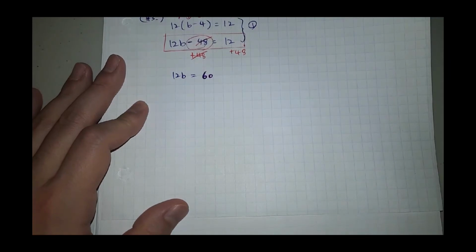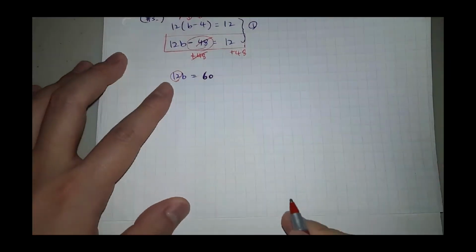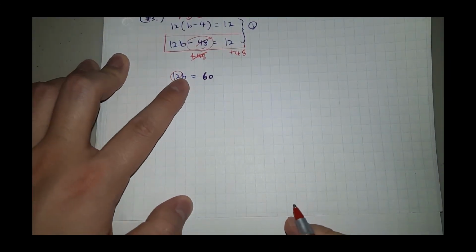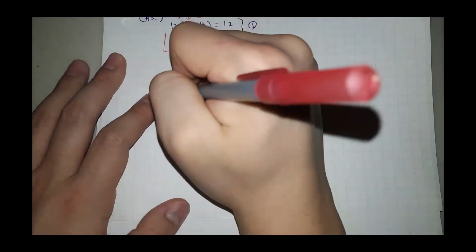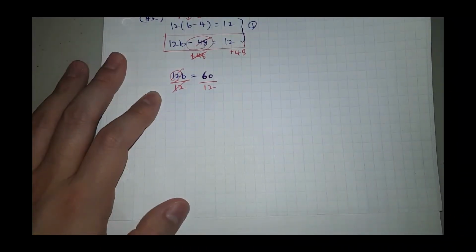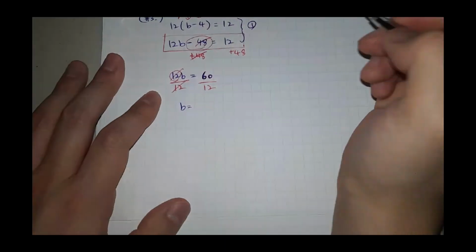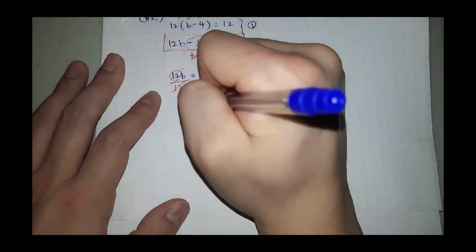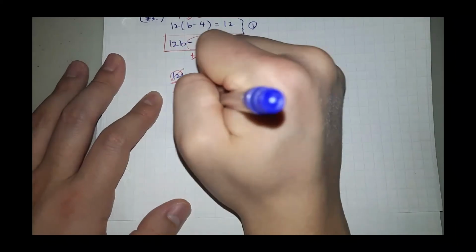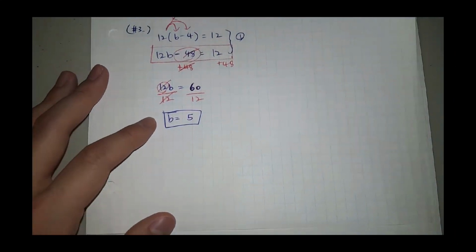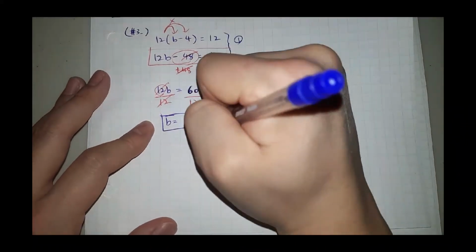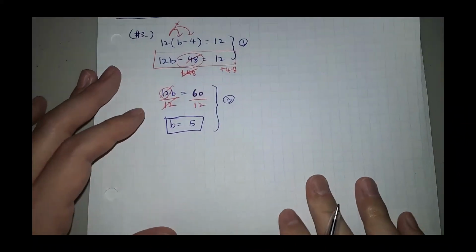Next part is, I have to get rid of the 12, and 12 times b is what's happening over here. The opposite of multiplication is division, divided by that number in front, 12. So now I have b is equal to 60 divided by 12, which is 5. And now since we have b equal to 5, that is my second step solution.